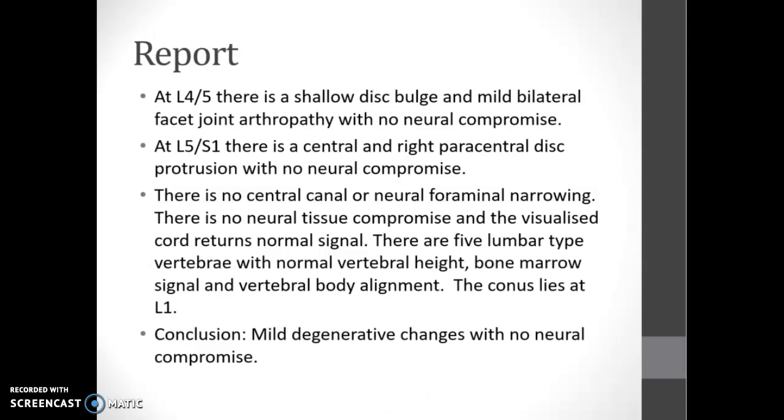So looking at the report for this one, L4, L5, there is a shallow disc bulge, mild bilateral facet joint arthropathy, no neural compromise. L5, S1, central and right paracentral disc protrusion with no neural compromise. There is no central canal or neural foraminal narrowing. There is no neural tissue compromise, and the visualized cord returns normal signal.